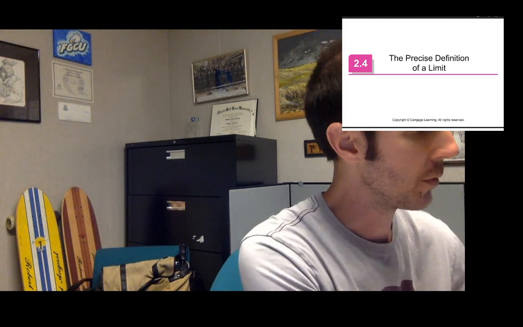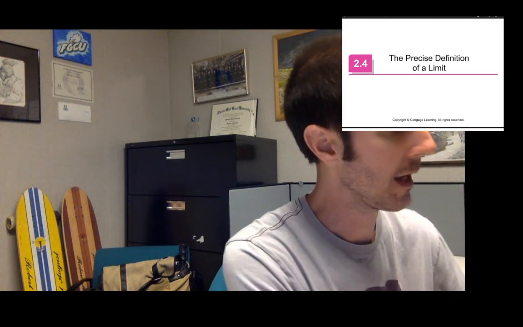Alright, we are still in Calculus 1, Chapter 2, now Section 4, where we're going to start talking about the precise definition of a limit. This section not only talks about the limit with a precise definition, but also the limit as we approach from the left and from the right, and if you're evaluating a limit and the answer ends up being positive or negative infinity, this one section also addresses that.